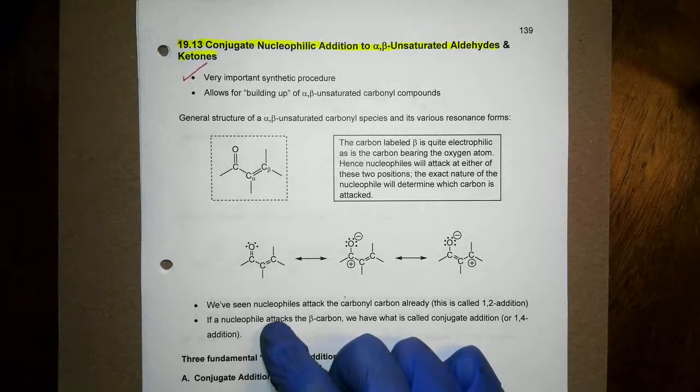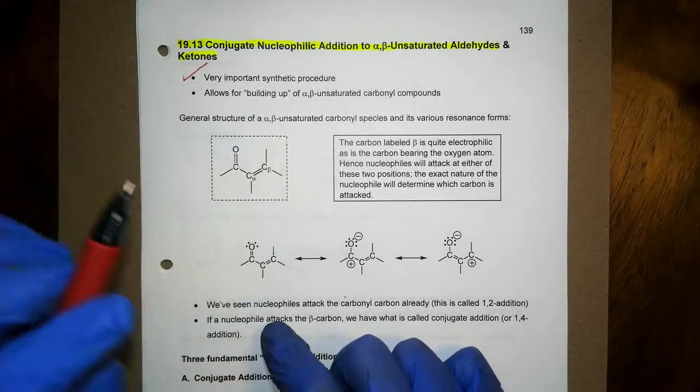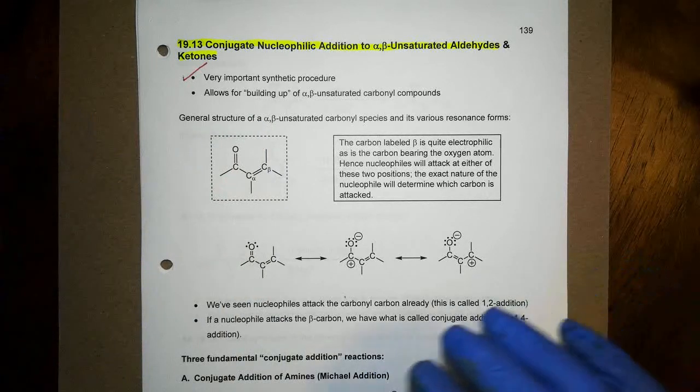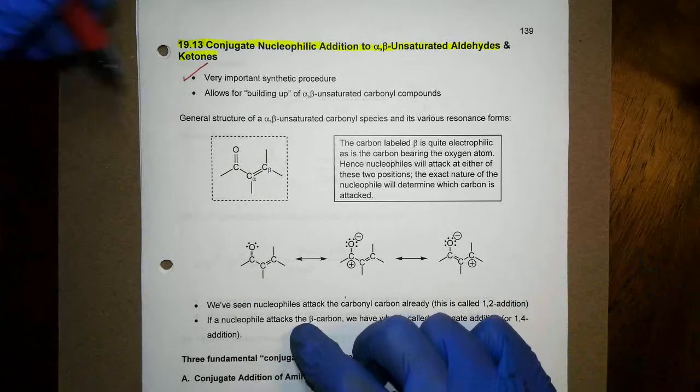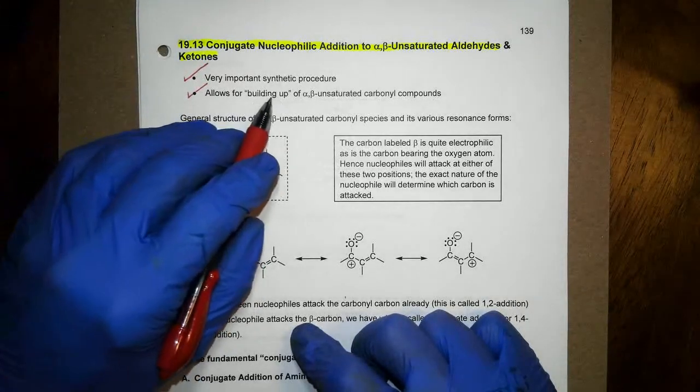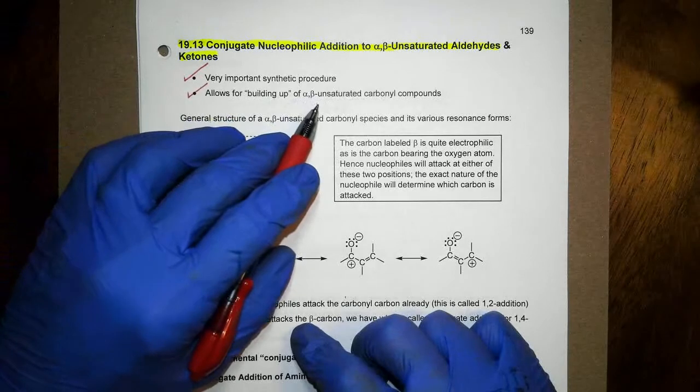This turns out to be a very important synthetic procedure, meaning this is the way that we can build up really sophisticated molecules in organic chemistry. So that's pretty much what I'm telling you there in this second bullet. It allows for building up of alpha, beta unsaturated carbonyl compounds.